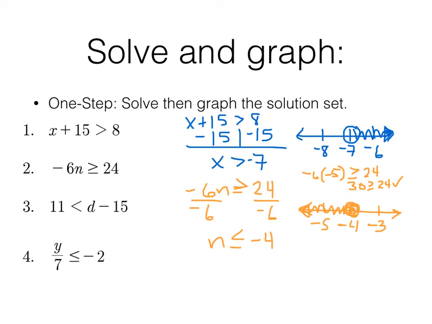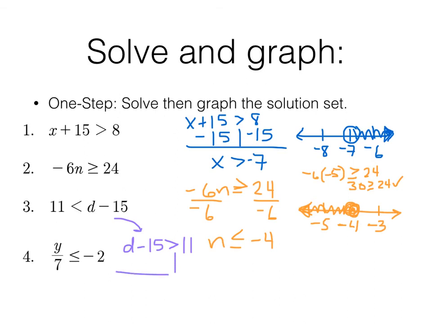Let's do another one. 11 is less than d minus 15. Well, I don't like that. I want it the other way. I want the d minus 15 on the left-hand side, and I'm going to put the symbol on the other side. And if you notice, the d minus 15 was on the larger side of the inequality, and it still is when I rewrite it here. So it was on the larger, still on the larger side. So when I flip-flop the two sides of an inequality, I got to flip that symbol around as well.